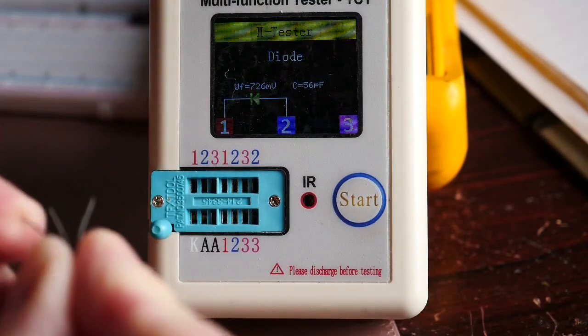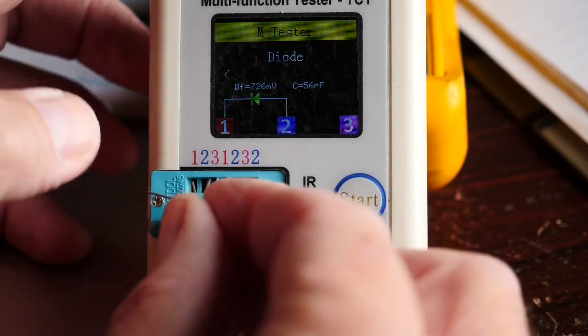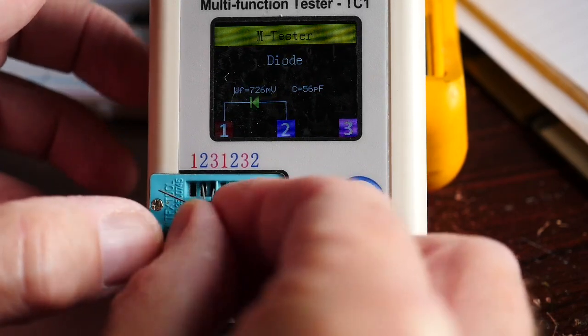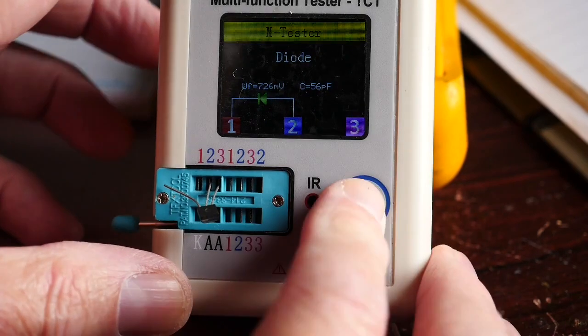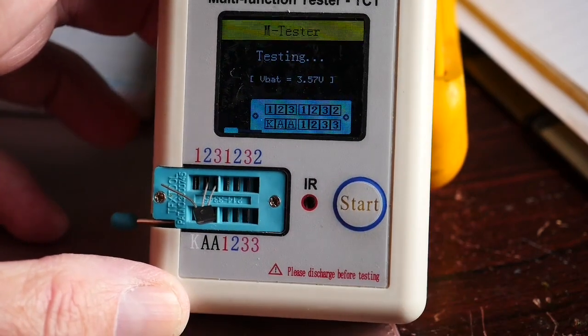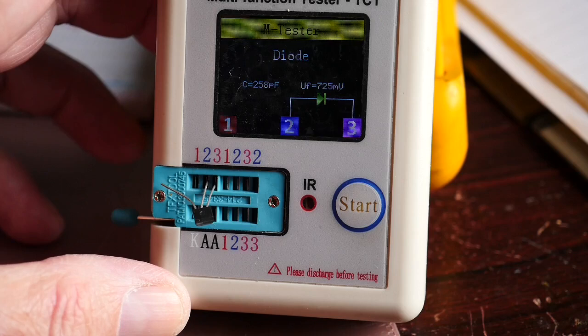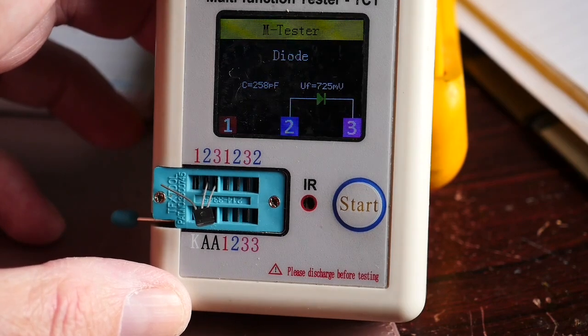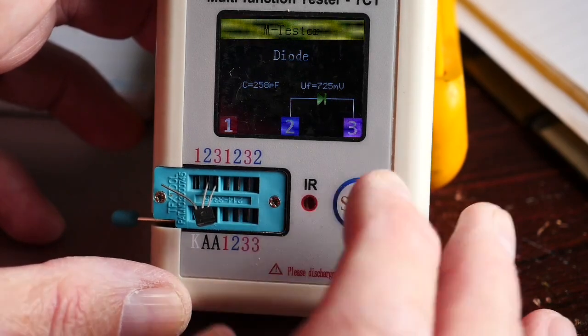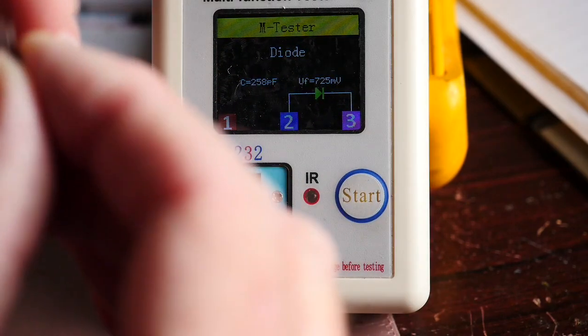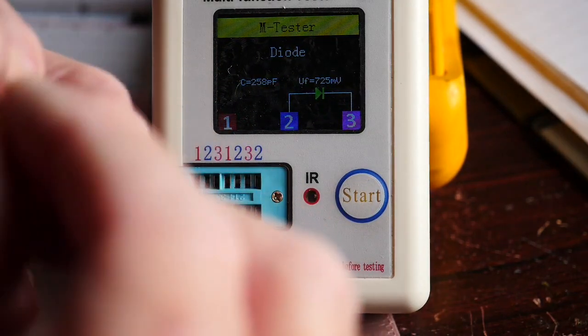Let's now try base and emitter. They should also be a diode. Let's just try and get them in there. Do a test again. And yeah, it's come up as diode yet again. So now what we'll do is we'll put all three wires into it and see what it makes of it now.